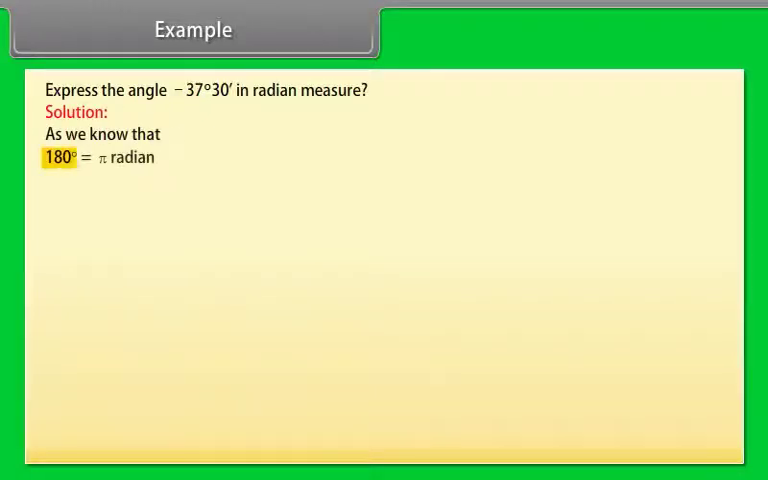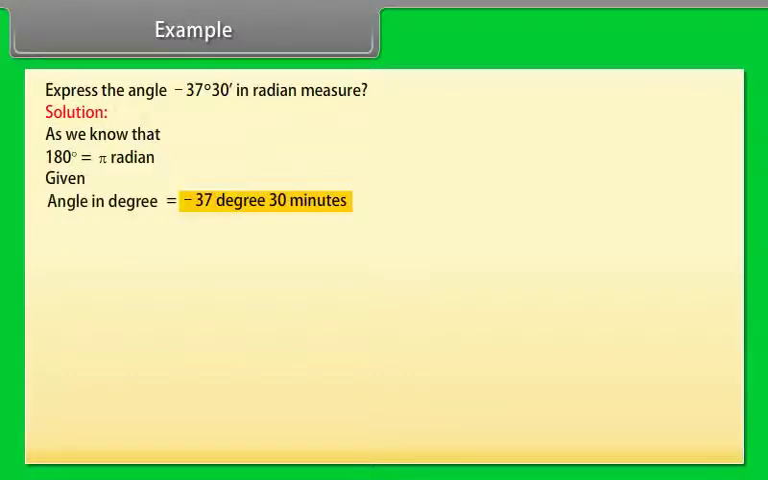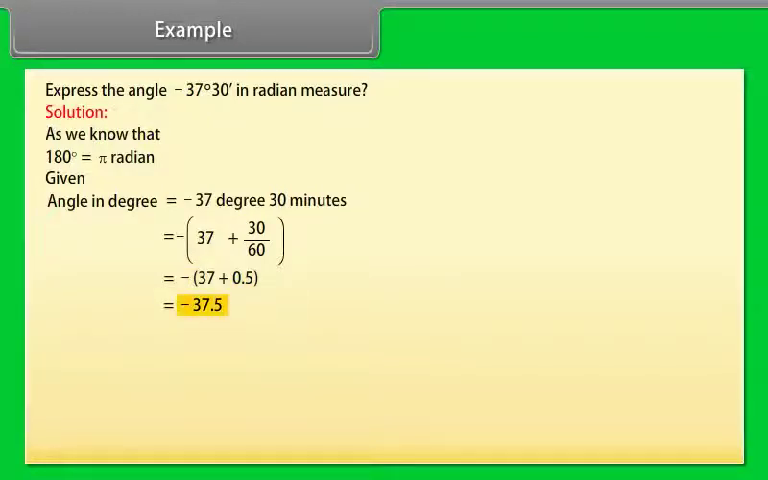Example. Express the angle minus 37 degree 30 minutes in radian measure. Solution. As we know that 180 degree is equal to pi radian. Given angle in degree is minus 37 degree 30 minutes, equal to minus of (37 plus 30 by 60), equal to minus of (37 plus 0.5), equal to minus 37.5.